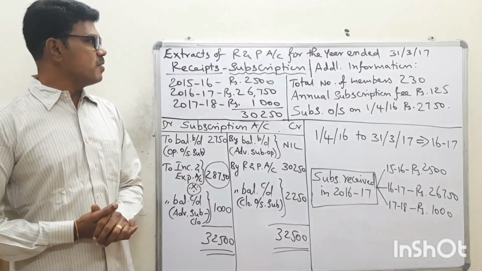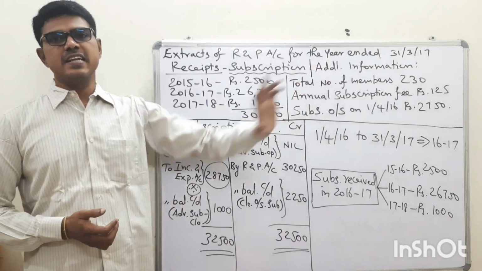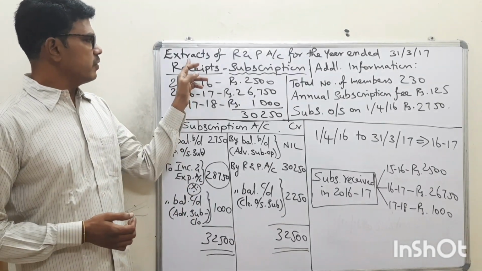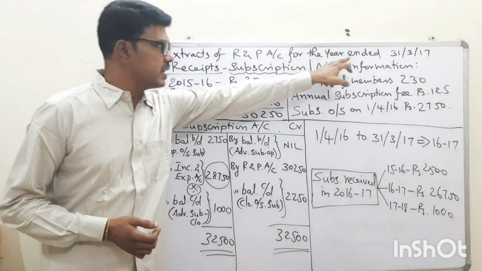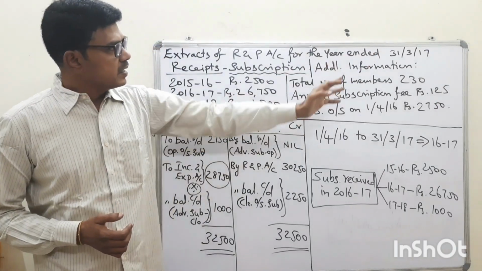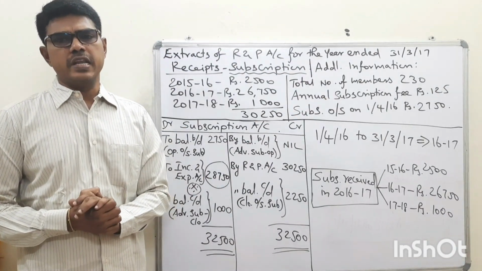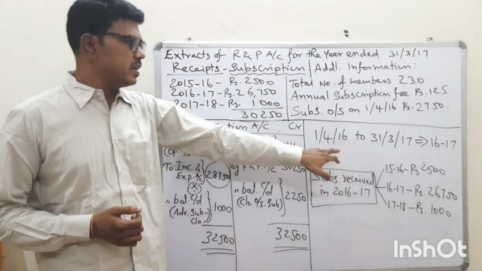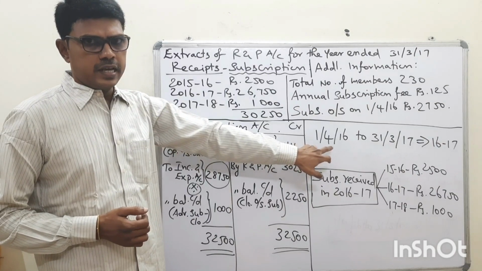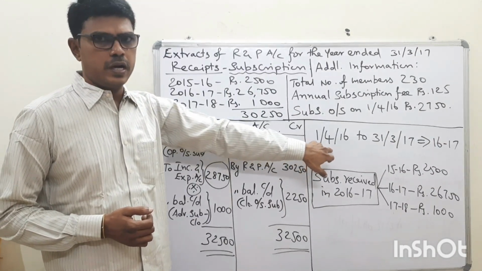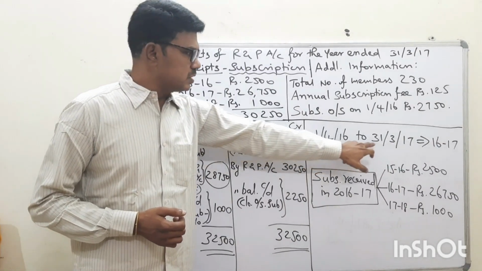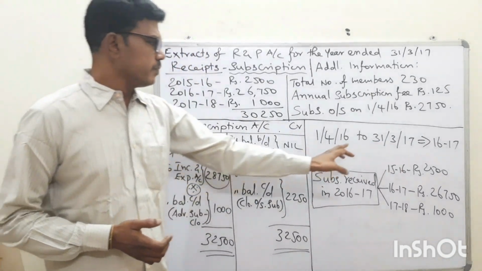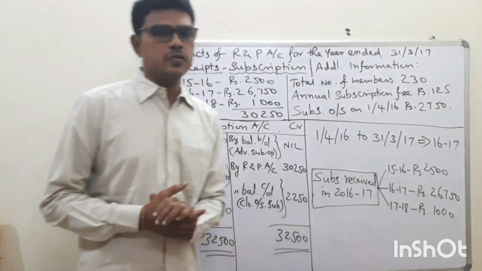After reading out the problem, we should see for which financial year we are going to calculate the answer. Here they have given extracts of receipts and payments account for the year ended 31st March 2017. Any financial year ends on 31st March, so we can understand that it started in the previous year, 1st April 2016 to 31st March 2017. We can simply write 16-17, 2016-17.